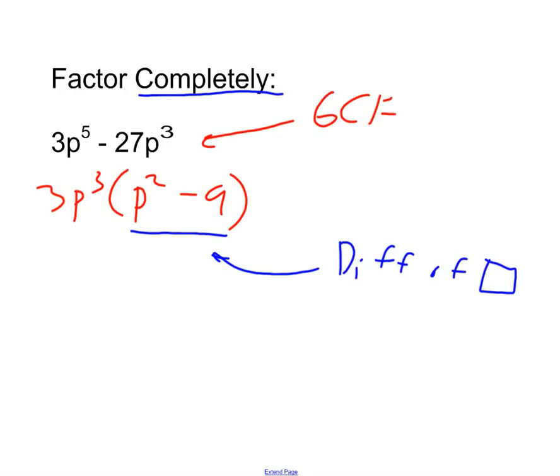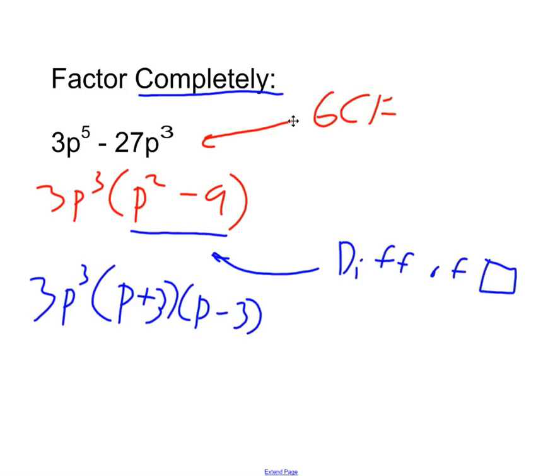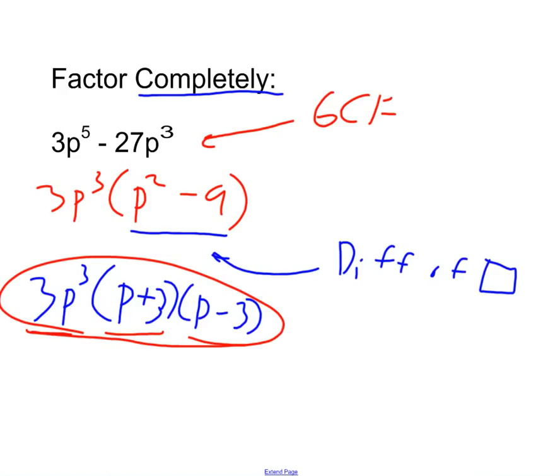We're doing greatest common factoring, we're doing difference of squares, we're doing quadratic trinomials, but it's going to be in combination. There's still a 3p to the third, and then p squared minus 9 factors into p plus 3 and p minus 3. And now we check to see if we can factor anything further. Monomials can't be factored any further. This binomial can't be factored any further, and this binomial can't be factored any further. So this is factored completely.